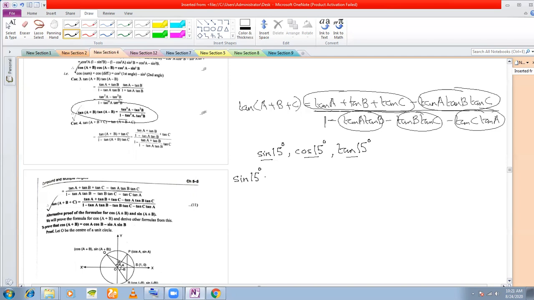Sine 15 degree. The most basic application of sin(A + B) is this. Sine 15 degree can be written as, what are the standard angles? 45 and 30. So sine 15 can be written as sine of 45 degree minus 30 degree. Now this is A minus B, right? So I can write this as sine A cos B minus cos A sin B.